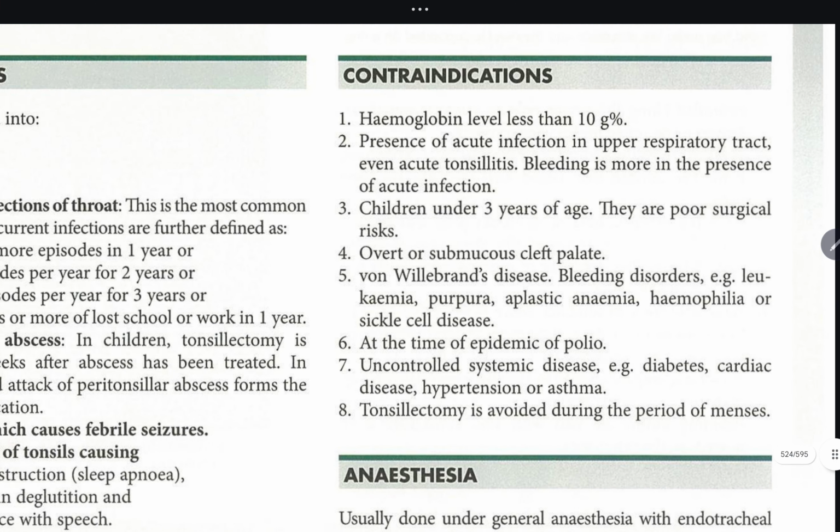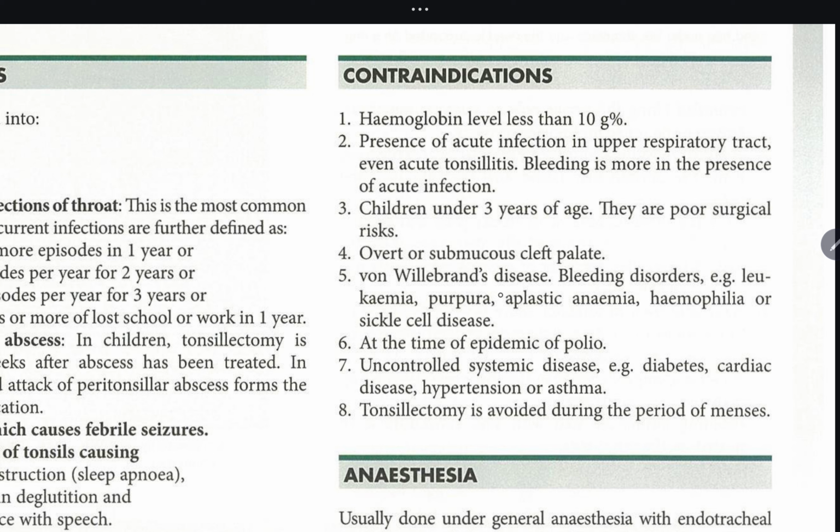Contraindications. 1. Hemoglobin level less than 10 gram percentage. 2. Presence of acute infection in upper respiratory tract, even acute tonsillitis. Bleeding is more in the presence of acute infection. 3. Children under 3 years of age. They are poor surgical risks. 4. Overt or submucous cleft palate.